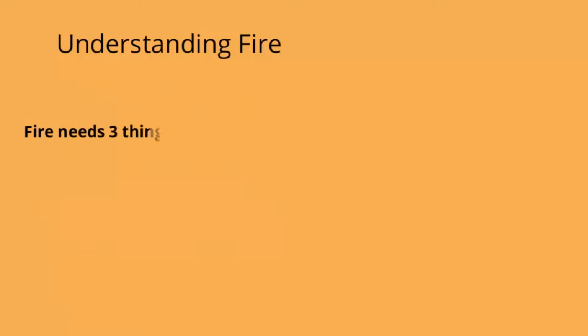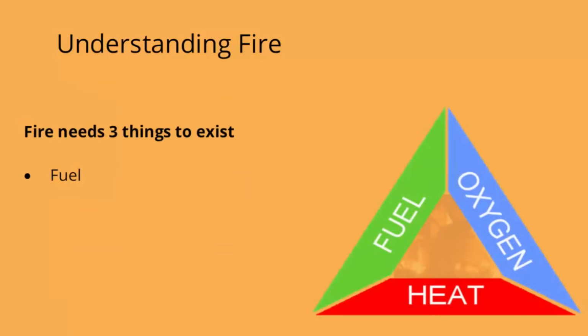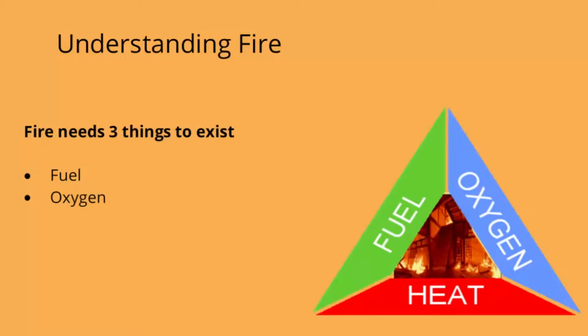Fire needs three things to exist. It needs fuel, oxygen, and heat. This is commonly known as the fire triangle. When these three components come together, it results in a fire taking place.